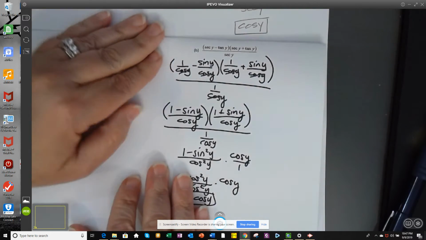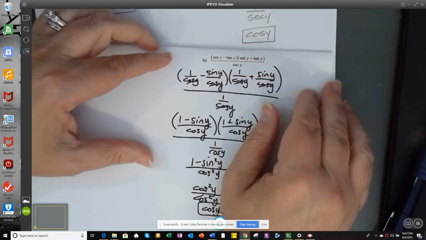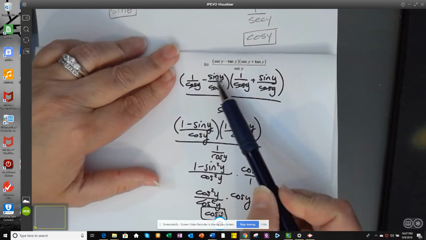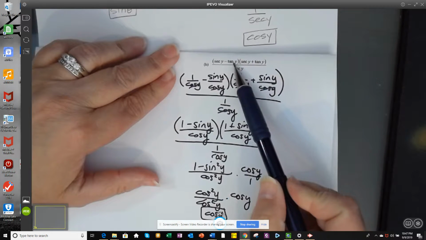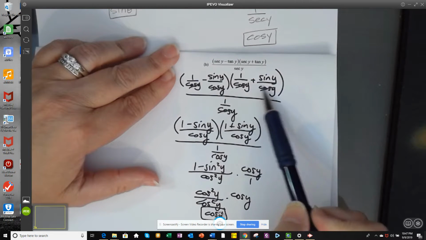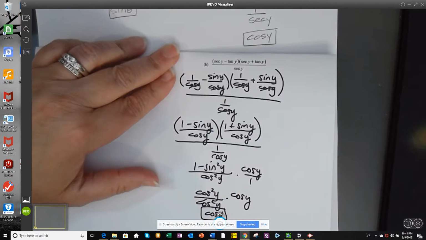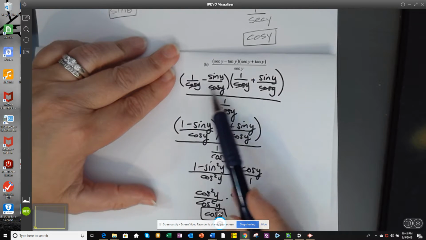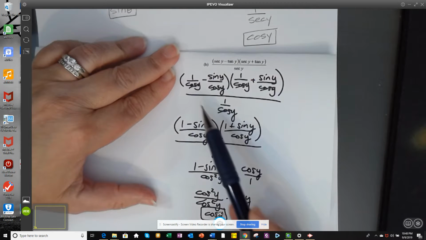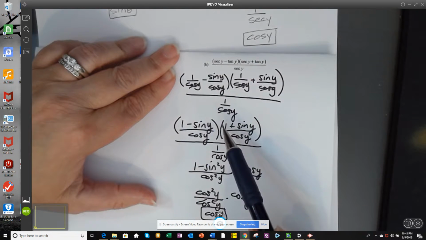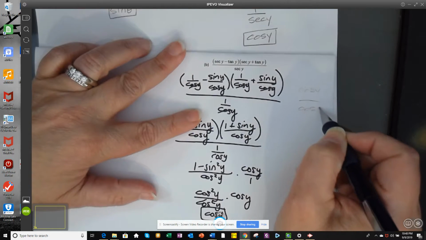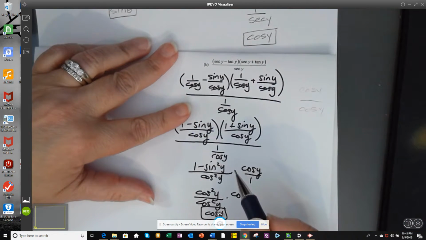Okay, so if I were to change the secant to 1 over cosine minus sine over cosine, because that's what tangent is, times 1 over cosine plus sine over cosine, and this is over 1 over cosine. Since they're all over the same denominator, if I multiplied by cosine y over cosine y, what happens to all the denominators? Well, they just cancel out.